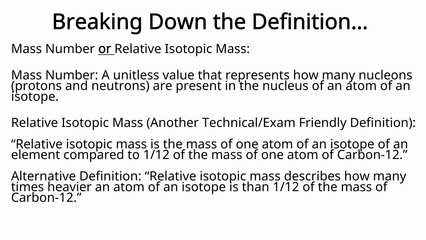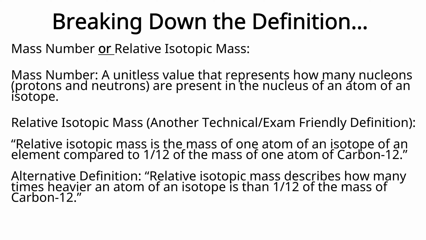The other variable can be either the mass number or the relative isotopic mass of each isotope of the element. Now we know what the mass number is, but what about relative isotopic mass? Relative isotopic mass also has a confusing technical definition, but don't panic, we'll break it down. Relative isotopic mass is the mass of one atom of an isotope of an element compared to 1/12 of the mass of one atom of carbon-12. Like the relative atomic mass definition, this is the one that examiners will probably want you to quote if you are asked to define relative isotopic mass.